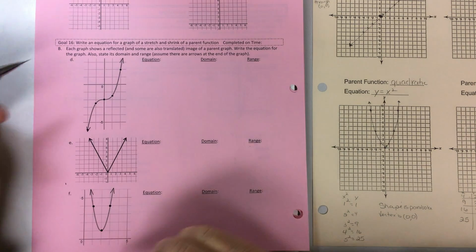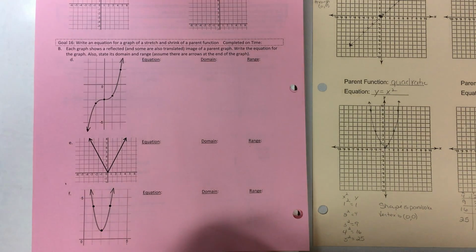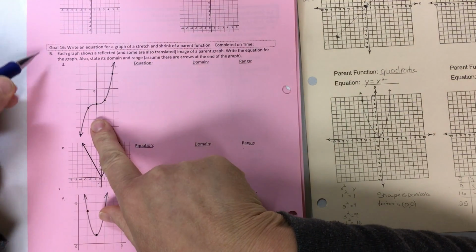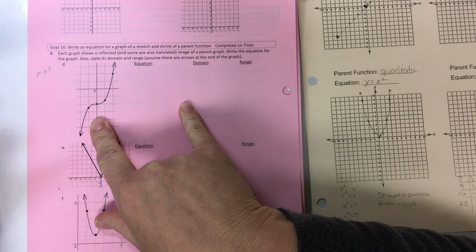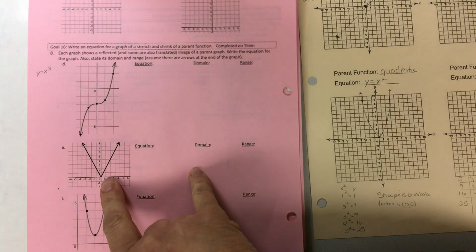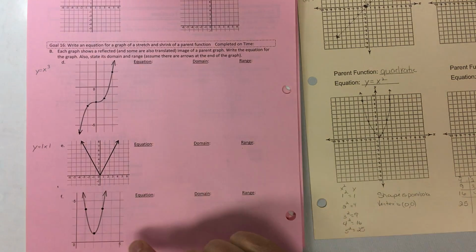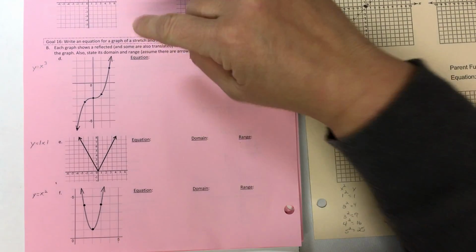In this section, we are writing an equation for the given graphs. So the first thing I'm going to do is to use my notes and identify my parent function. So I know that this is y equals x to the third, or it's our cubic. Then we have y equals the absolute value of x. And I know that this one is our quadratic, y equals x squared.